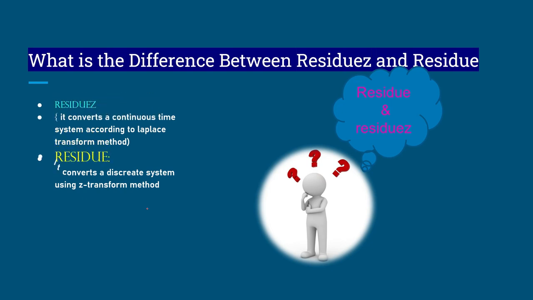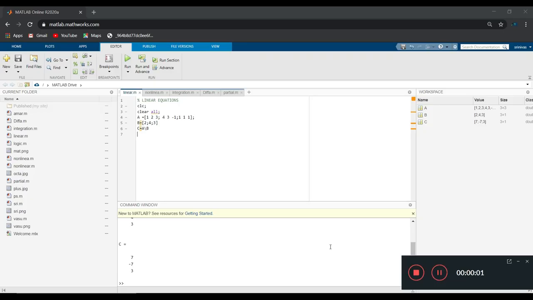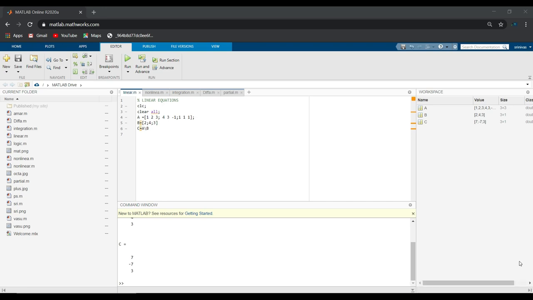This is the theory part. Now we are going to see the execution. First and foremost, we are going to see the linear equation solutions. How are we going to represent them, right? So let us see here.